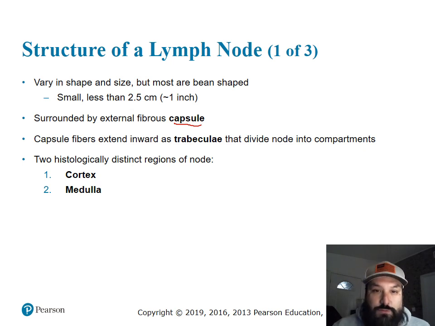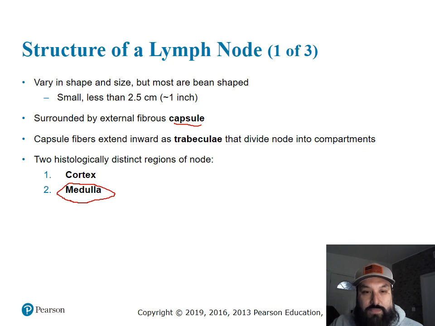There's a capsule there as well, and those fibers actually invade or intersect, if you will, in the lymph node itself. They divide the node into different compartments. We're going to see the figure in just a second to show you that. There are two regions of the node: the inner region that we call the medulla, and the outer region that we call the cortex.